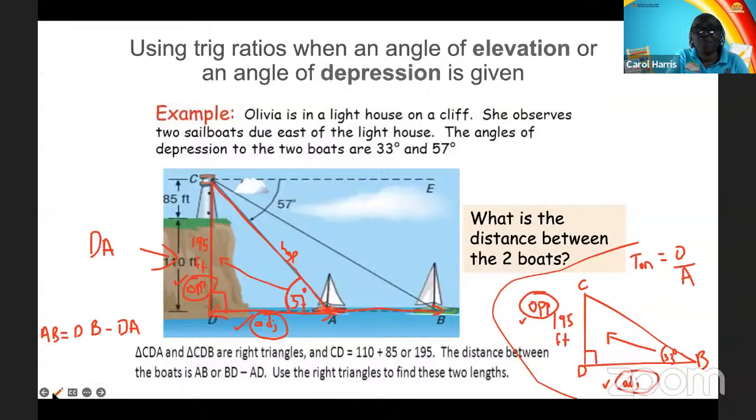All right, so that's the approach that you would take. And we can do that calculation, but we won't do it now, but that is how you find the distance between the two boats. Any questions on that?